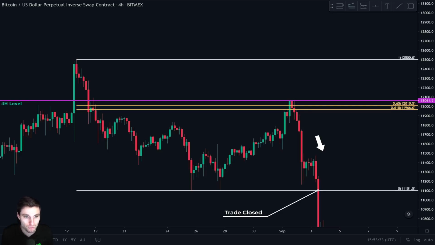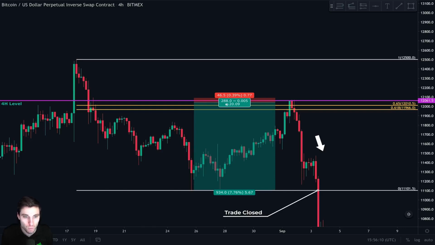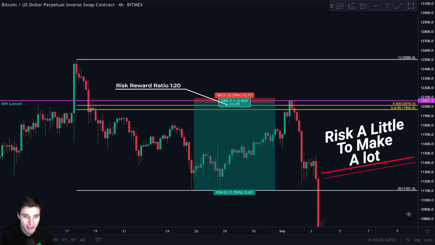Looking at the risk to reward ratio, we risked 1 to make 20 times more. If we risked $100 on this trade, we would have made $2,000. So we risk a little to make a lot.